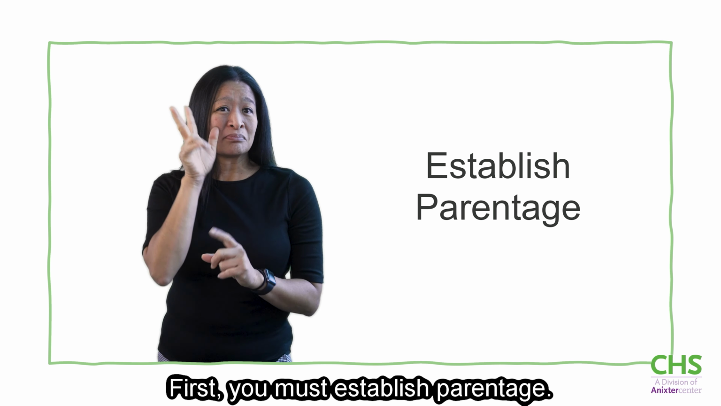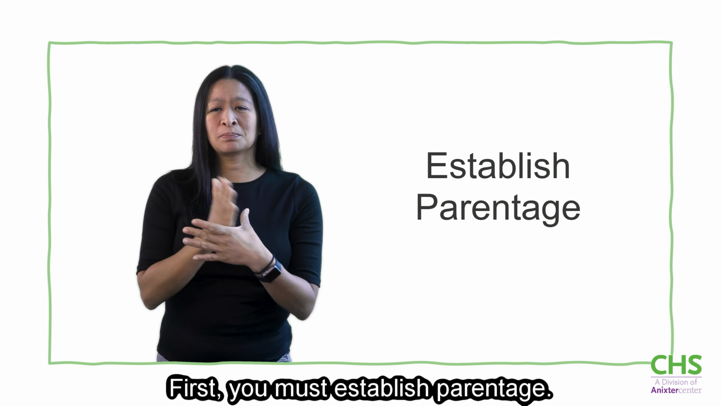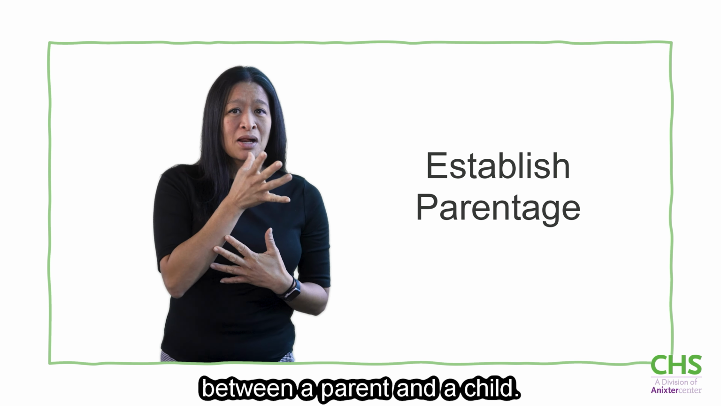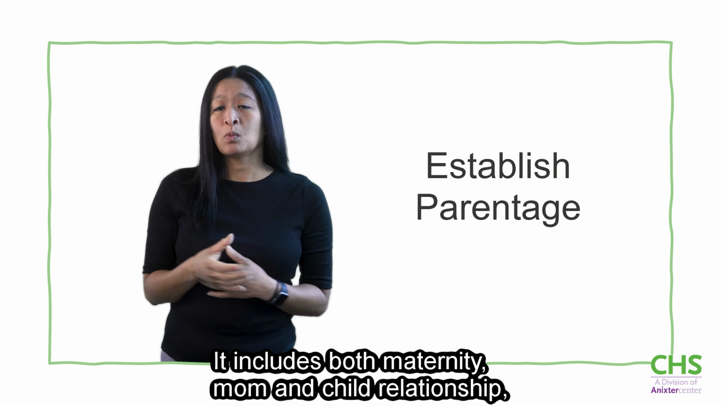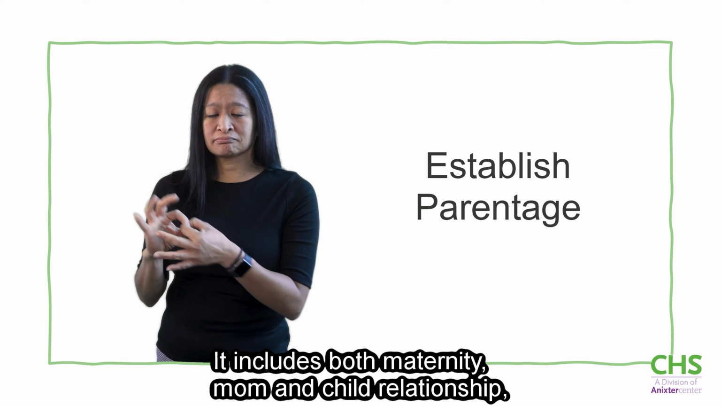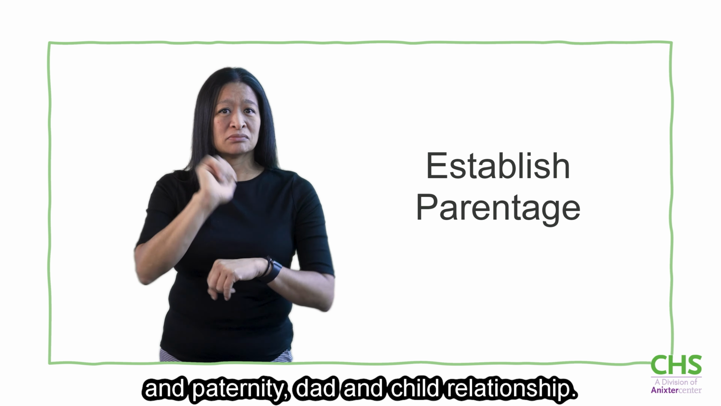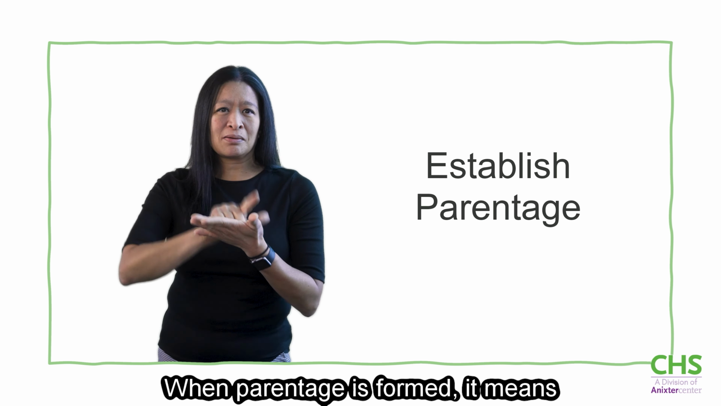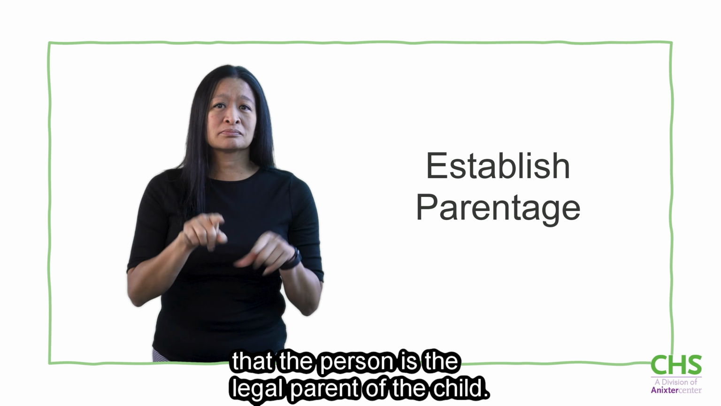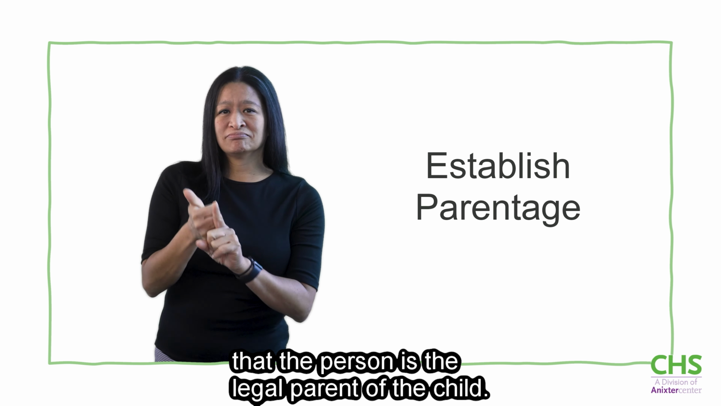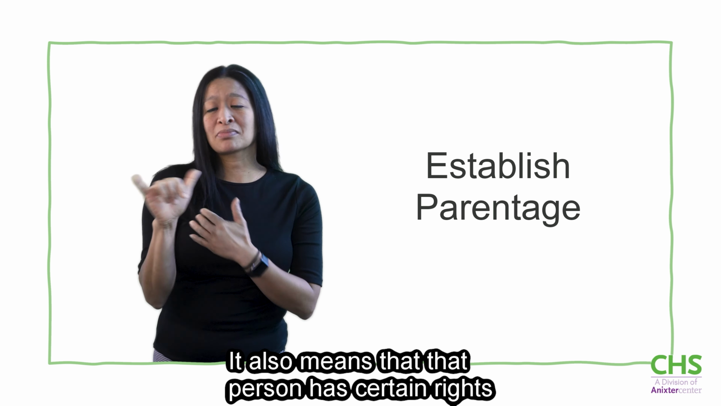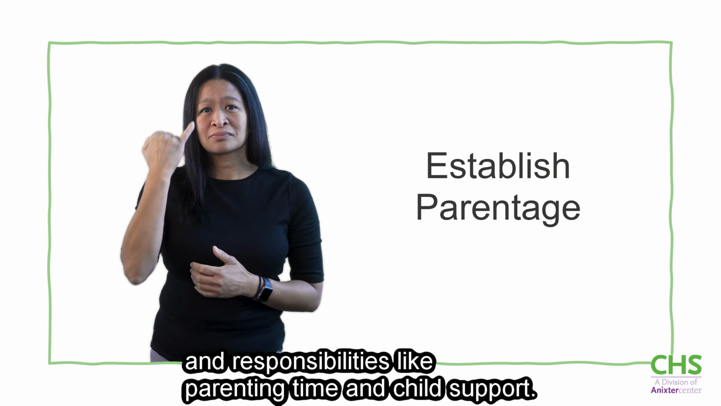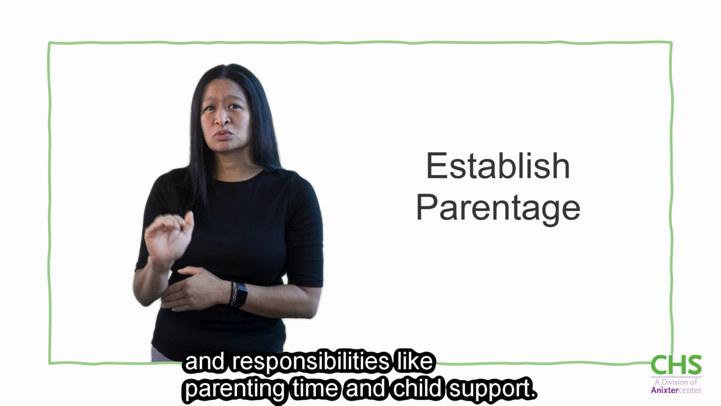First, you must establish parentage. Parentage is the legal relationship between a parent and a child. It includes both maternity, mom and child relationship, and paternity, dad and child relationship. When parentage is formed, it means that the person is the legal parent of the child. It also means that person has certain rights and responsibilities, like parenting time and child support.